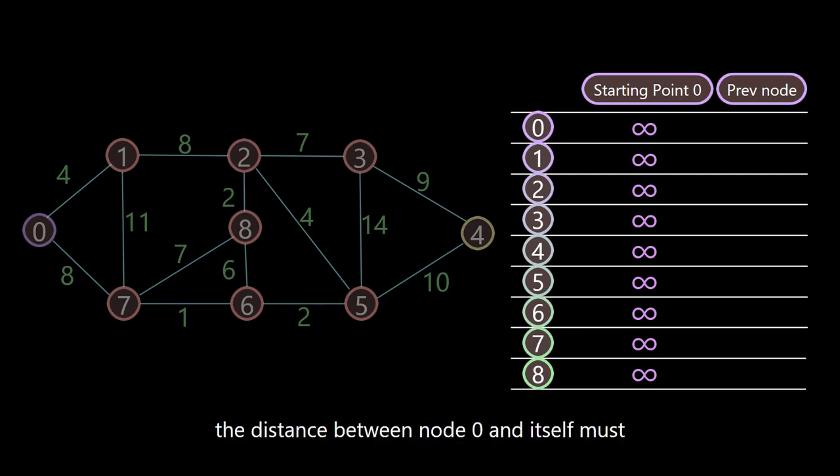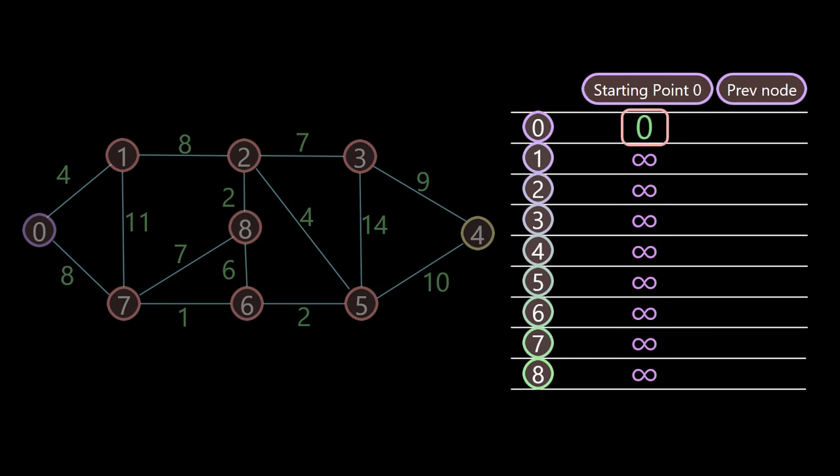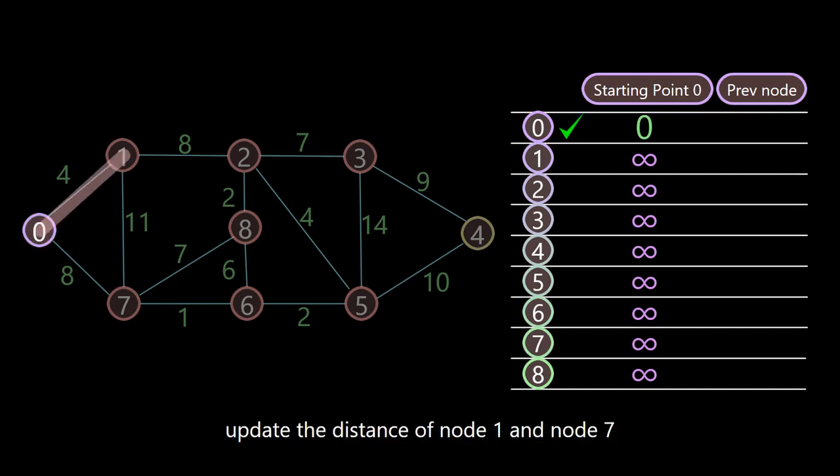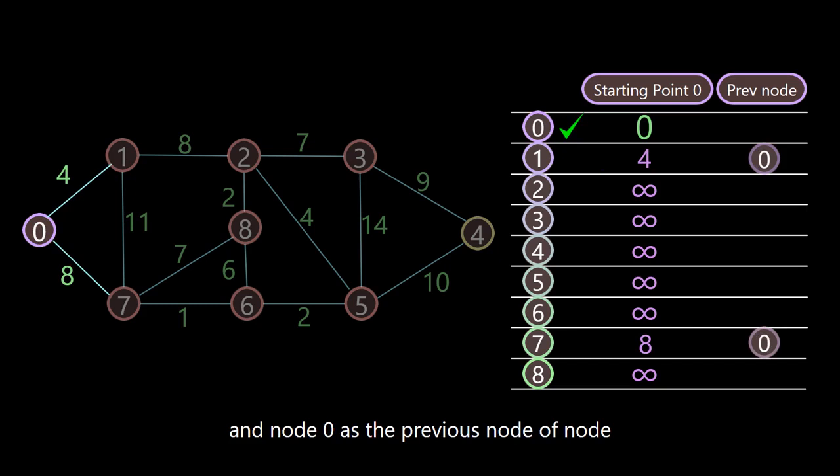First of all, the distance between node 0 and itself must be 0. Then check the node with the shortest distance among all the nodes. Of course, it is 0 itself. Mark 0 as the node in the optimal path. Next, update the distance of node 1 and node 7 adjacent to node 0 to be 4 and 8 respectively. Therefore, in the table on the right, you can update node 1 and node 7 to 4 and 8, and node 0 as the previous node of node 1 and node 7.